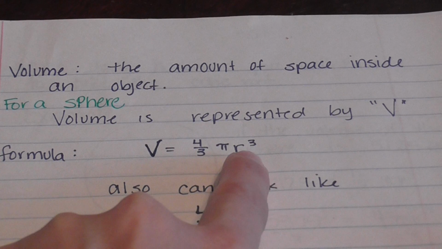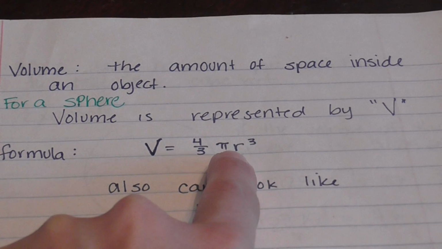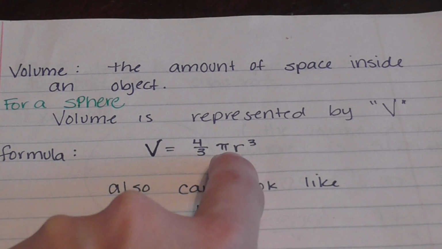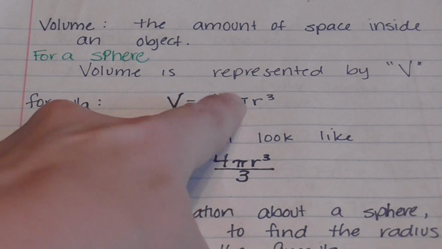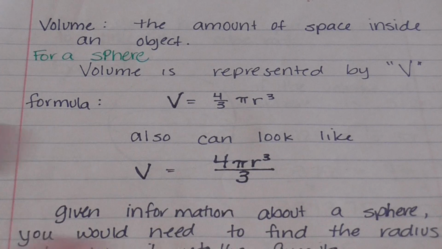Now keep in mind what I always said about the units. Whatever units you're using, whatever you do to r, you do to those units. So we represent this in inches cubed, cubic feet, and our units will also have a cubed with it because our r has a cubed with it. So it can also look like this: 4/3 pi r cubed, or 4 pi r cubed all divided by 3. Mathematically, it's the exact same thing.